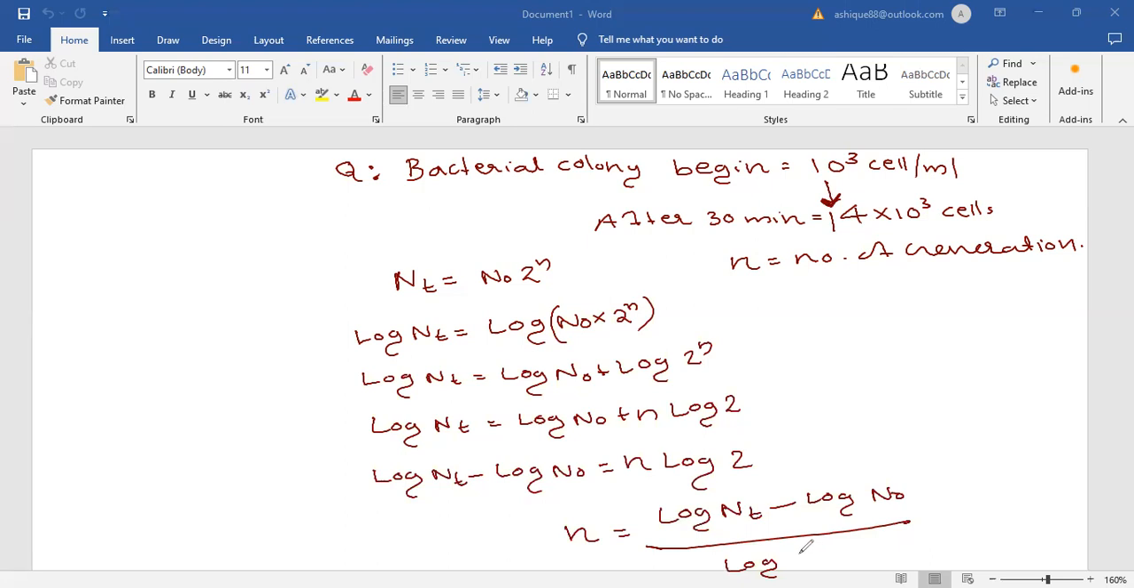So if we are asked the same thing in this previous question, we can simply put here: the answer will be log of 14 into 10 raised to 3 minus log of 10 raised to 3, divided by log 2. If you do this, you will get the answer. It is a very simple thing that we can easily apply. Such types of questions will be asked in your examination.